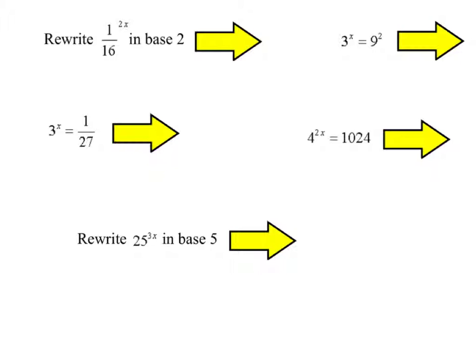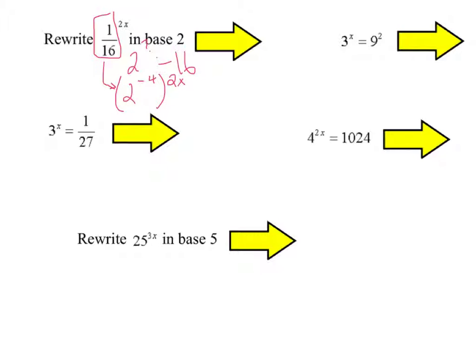First of all, to rewrite 1/16 to the 2x in base 2, I would ignore the fact that this is a fraction and just focus on 2 to what power is 16. Of course, the answer is 4. 2 to the 4th power is 16. So to get a 1/16, we need 2 to the negative 4th power. Okay, so 2 to the negative 4th power is 1/16. That just replaces the 1/16. So we take this to the 2x.